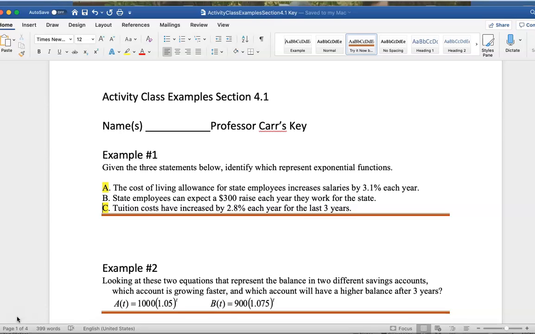The person that's making minimum wage is going to get a $300 raise, just like the CEO, or the governor, is getting $300. So it doesn't matter who you are or what you were making. And C: tuition costs have increased by 2.8% each year for the last 3 years. Well, it's a rate. If it's a rate, it's an exponential. So A and C are the correct answers.